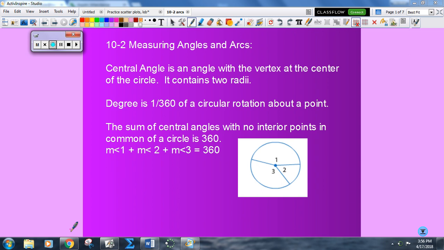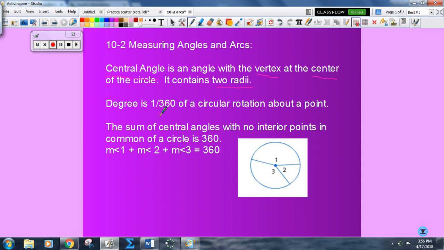So today we're going to talk about measuring angles and arcs in a circle. There are several different types of angles in a circle. Today we're going to focus on what is called a central angle. A central angle is the angle with the vertex at the center, so the sides of the angle will always be 2 radii.